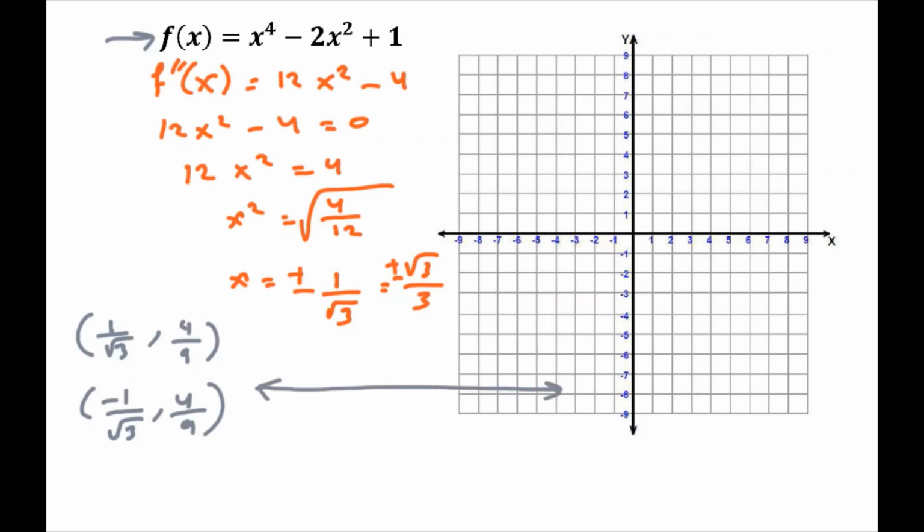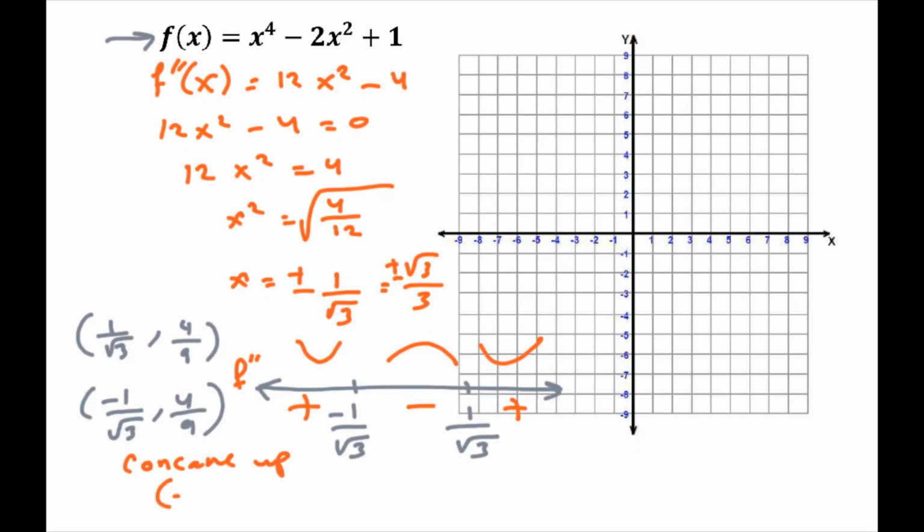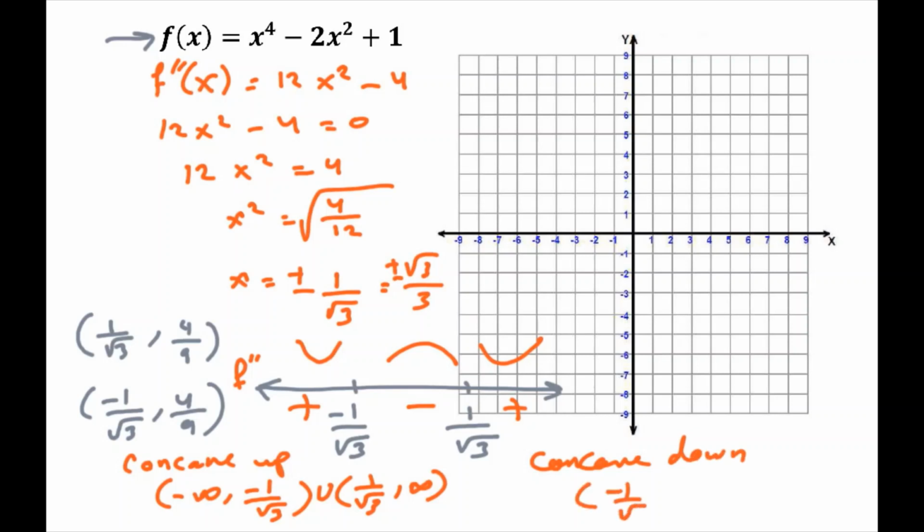Studying the concavity of f double prime, you are going to get positive, negative, positive: concave up, down, up. So concave up from negative infinity to negative 1 over square root of 3 and 1 over square root of 3 to infinity, where it's concave down from negative 1 over square root of 3 to 1 over square root of 3.